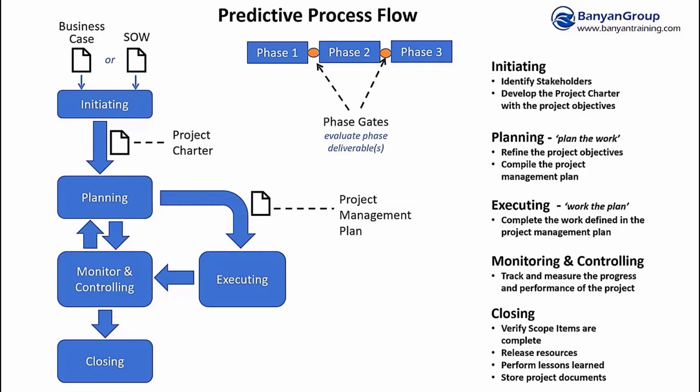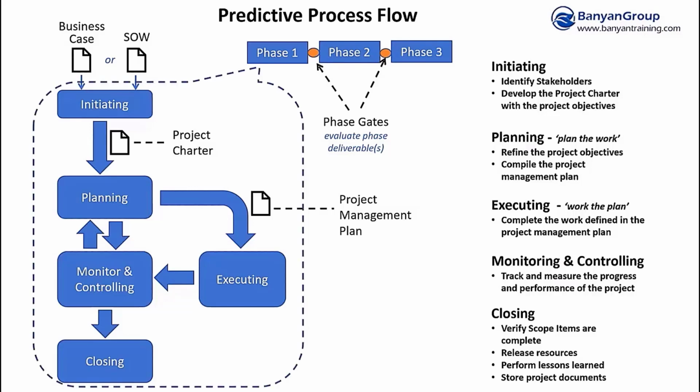And that's why we introduce phase gates into our projects. So we have those stopping points where we can stop, take a breath, review where we are, and determine should we continue in the project or not. It's important to understand that the 5 process groups that we just described occur in each phase of the project.